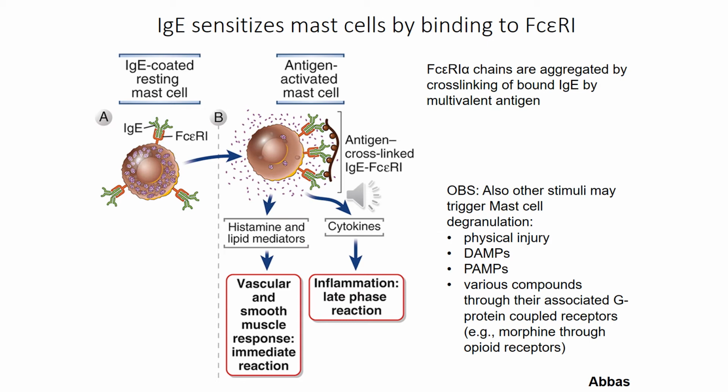However, the mast cells can also be triggered by other things, not necessarily only by the IgE. Other stimuli could be physical injury, DAMPs and PAMPs, and various compounds binding G protein coupled receptors. An example of this is morphine, which binds to a G-coupled receptor, and morphine can trigger an itching allergic reaction in certain patients.